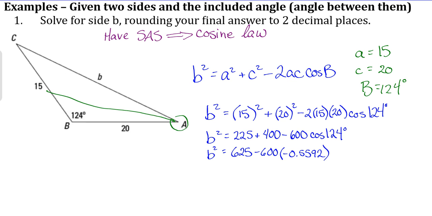We also have to be careful. You'll notice when you type in cos of 124 degrees, you do get a negative value. So don't forget, negative times negative is going to give a positive. Also, make sure you're keeping enough decimal places. And of course, the last step that we're always going to forget because we've done so many things already: square root both sides.